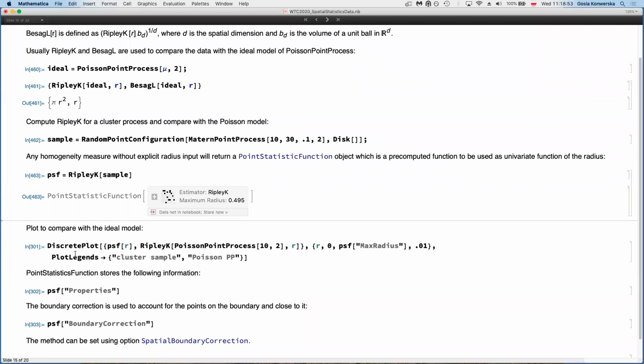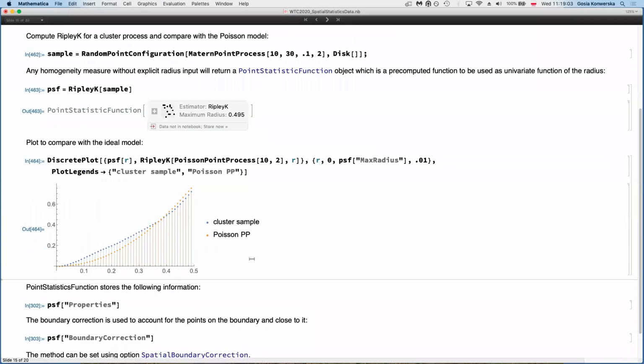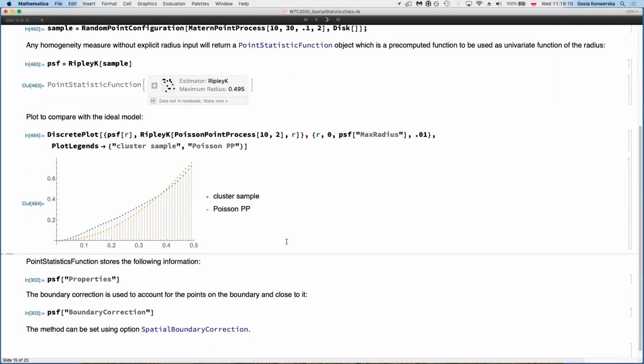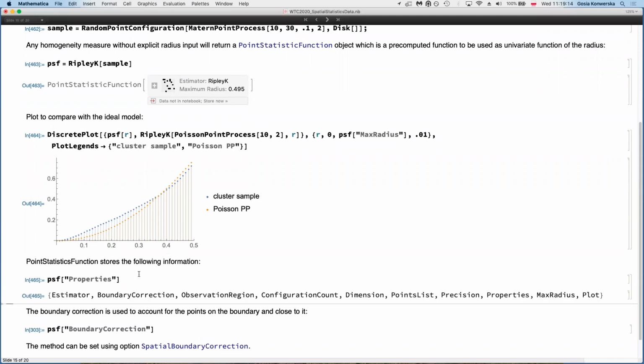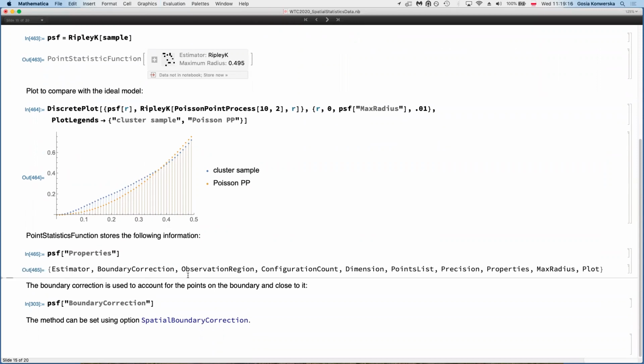And one thing to notice here is that we get the point statistic function. Before, for the densities, we get the point density function. Here we get a point statistic function. And so we can plot and compare the cluster sample and the Poisson process, and see that they are different. And here for the point statistic functions, we have the properties stored.